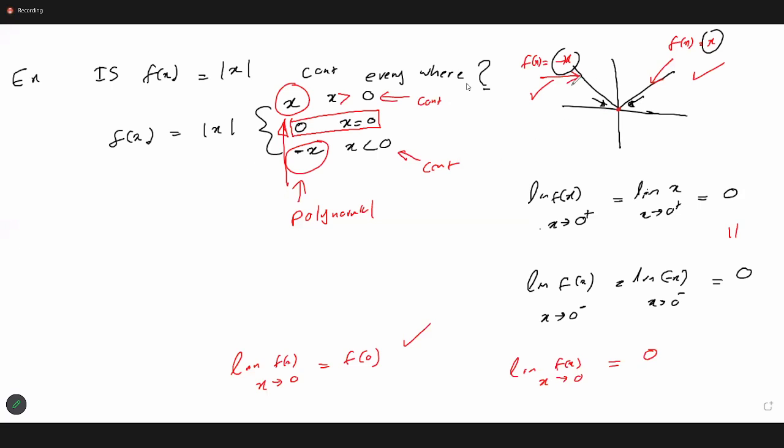Now you check in this range and this range and this point. Both are continuous. That means through this range, it is continuous. At that point, it is continuous. At this range, it is continuous. So you can write down this. Yes, the answer is yes. f(x) equal modulus of x is continuous everywhere. You can write down like that too. Right?